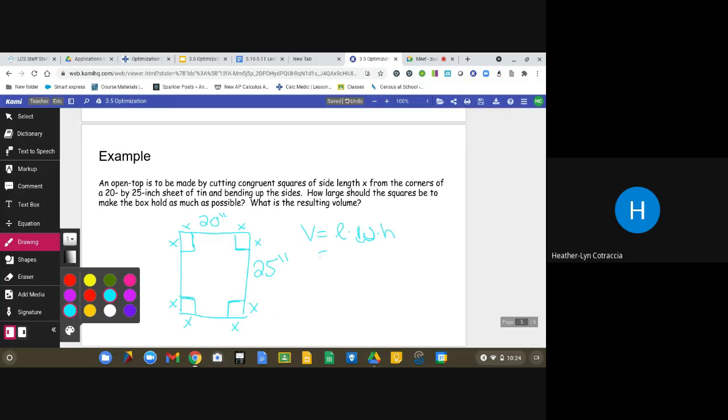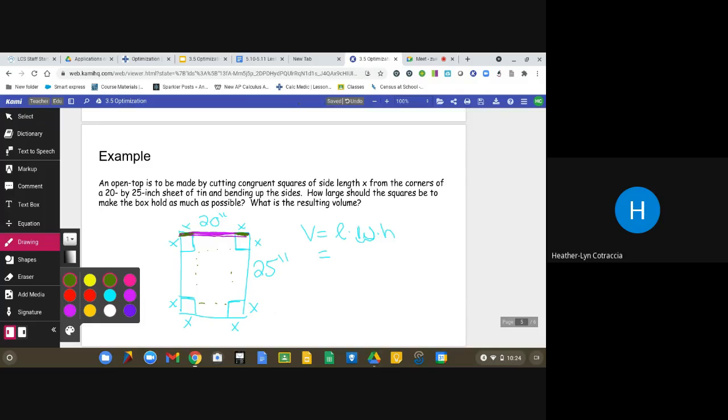Let's talk about this side right here. We know that whole side is 20, but I'm going to be taking out these two squares right here. I'm going to cut those out so that I can fold the box up. I don't know if you can picture this, but basically I would bend right here and it would fold up into a box.